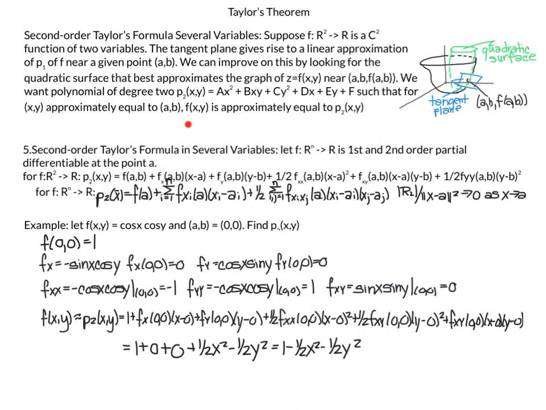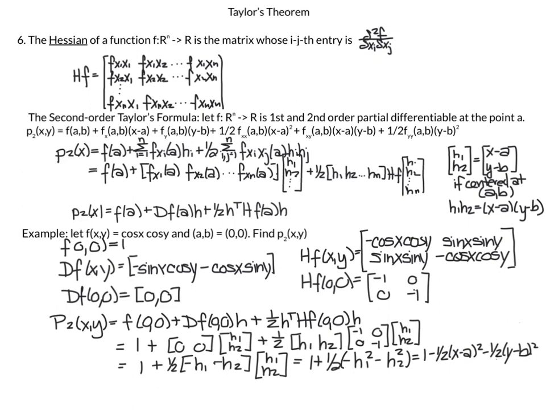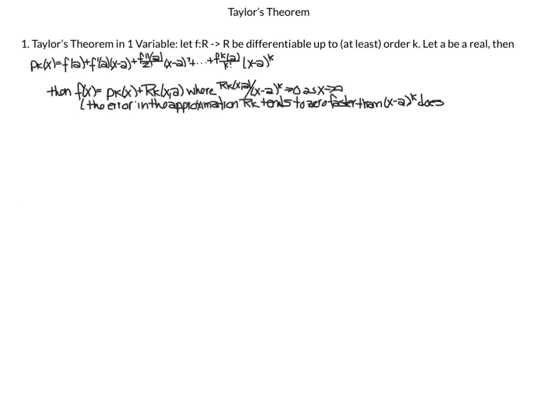And then we'll talk about second order Taylor's formula for several variables. And with that, we'll talk about the Hessian, and we'll do some more examples. But we'll start by reviewing Taylor's theorem in one variable, something you might have seen either in high school or in your first year college calculus class.